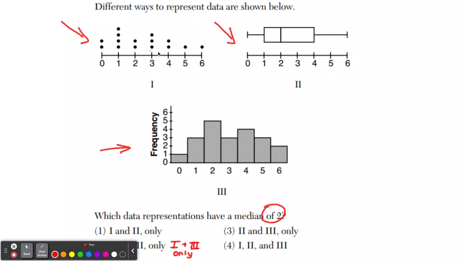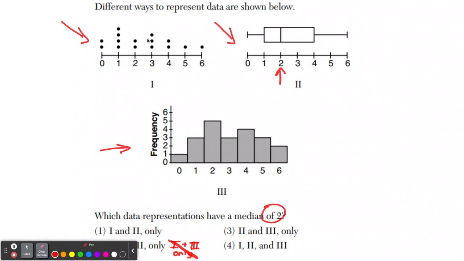Right? And if we look at this, if we count over here, remember the median is the middle number. So over here we can see right there that 2 has a median of 2. So we can eliminate the second problem because it only says 1 and 3. This is 1, 2, and 3. This says 2 and 3, and this is 1 and 2 only. So let's see what 1 has.